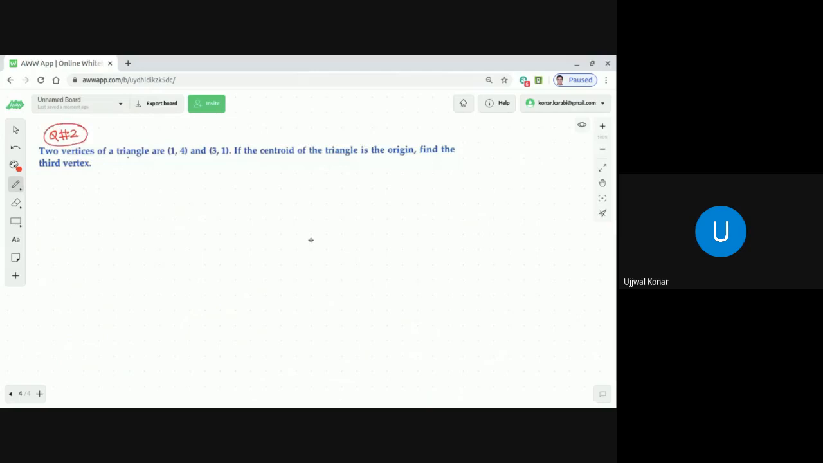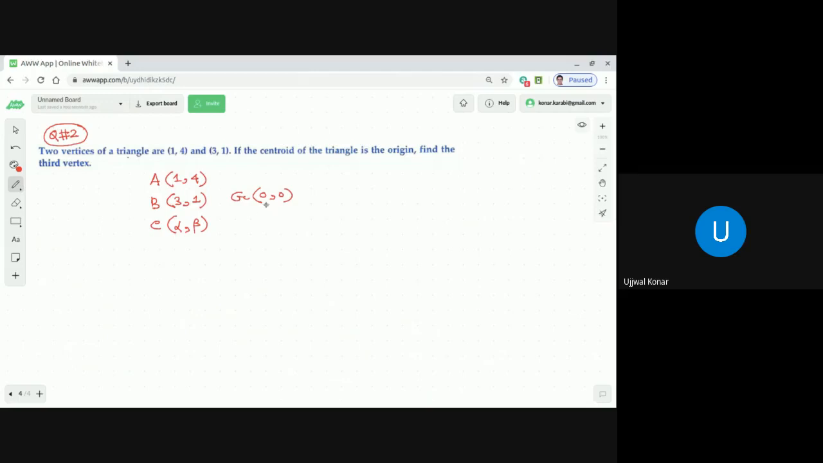So, the one vertex A is (1, 4), another vertex B is (3, 1), and the third vertex C we do not know, that we need to find out. Let's assume this is equal to (alpha, beta). And what is the centroid? G, that is given as the origin (0, 0). So without drawing any diagram, we can solve it.